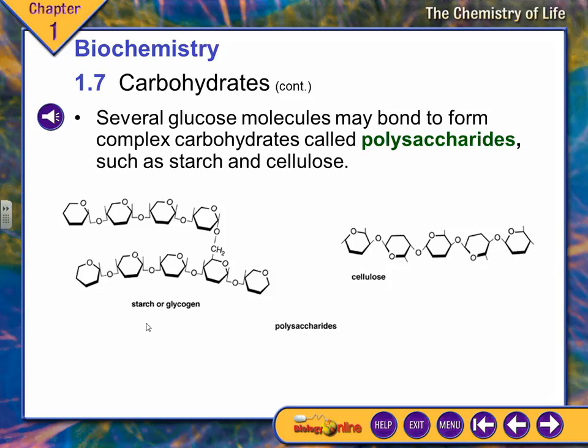Plants also make starch. Where do you guys find starch? Yeah, yummy potatoes, saltine crackers, all that sort of stuff, which again is a polysaccharide. Same thing with glycogen, and that's another polysaccharide.